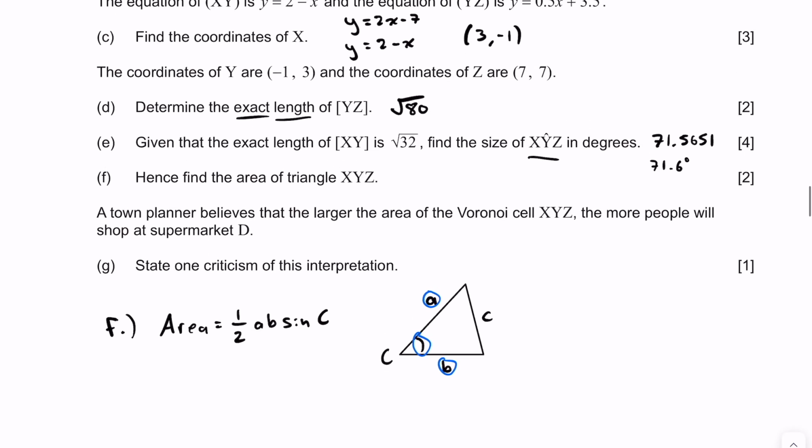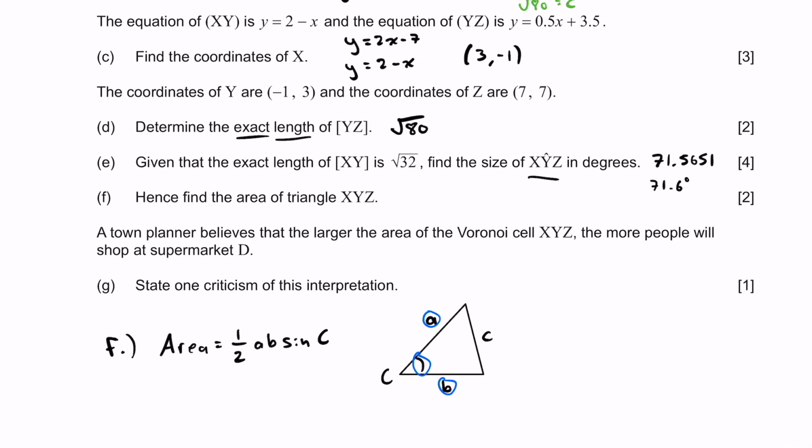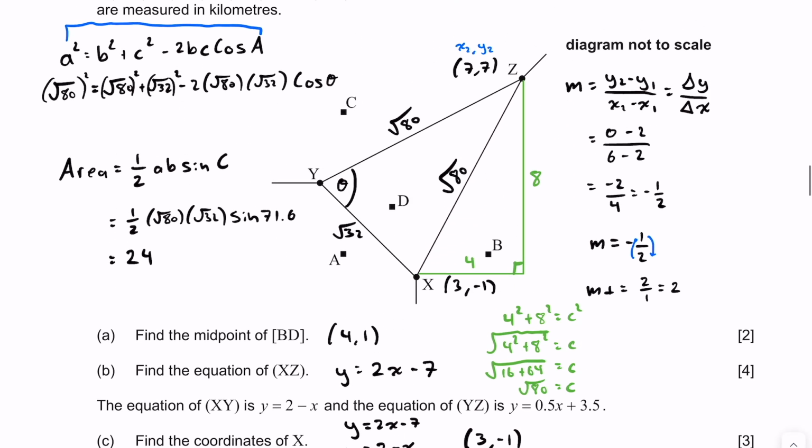Let's continue on. A town planner believes that the larger the area of the Voronoi cell XYZ, the more people will shop at supermarket D. State one criticism of this interpretation. Okay, so essentially what they're saying is if this area within D, this cell increases, more people are going to shop. And I suppose it's not a bad kind of intuition, but the problem is we don't know much about what's on the ground. So it doesn't say anything about population density, for one. We don't know if this is really sparsely populated for some reason. And it also doesn't say about like access to roads.